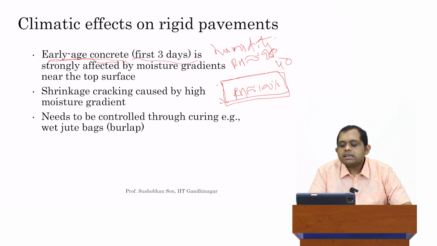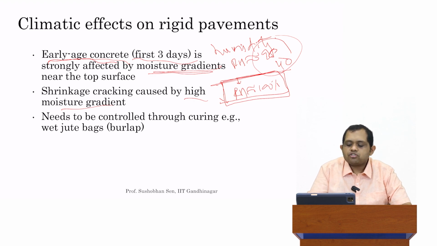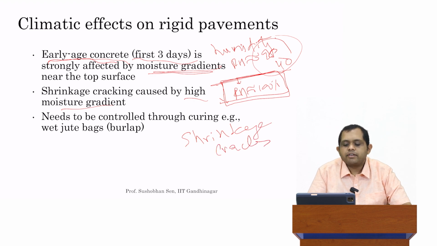So what happens is, at the surface, you have a very sharp gradient of humidity. Just below the surface, at a very small depth, you have 100% humidity. Above the surface, you have whatever is the ambient humidity. This sets up a moisture gradient near the top of the surface. In response to the moisture gradient, some amount of tensile stress is going to develop, which is caused when you have a high moisture gradient. If we don't do any sort of control on this high moisture gradient, then we can start having some amount of cracks, which are called shrinkage cracks.